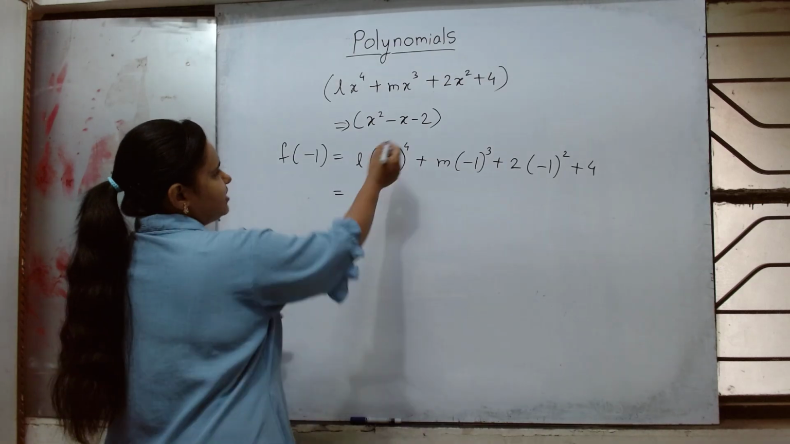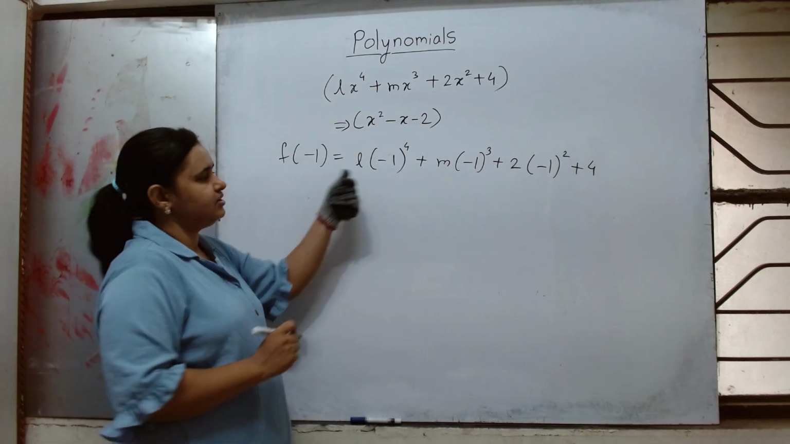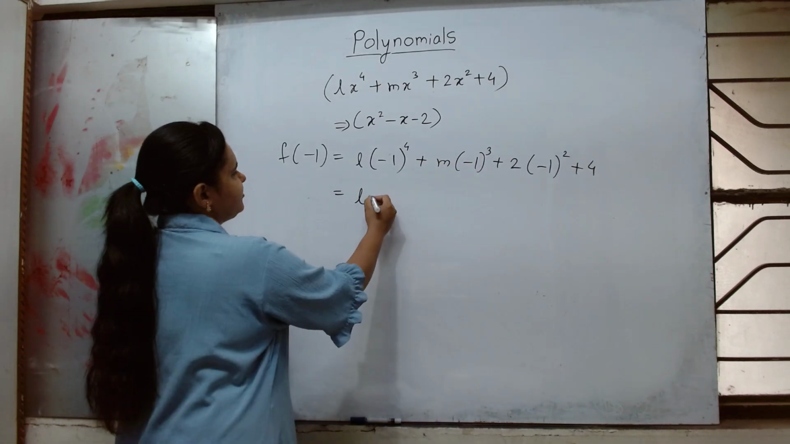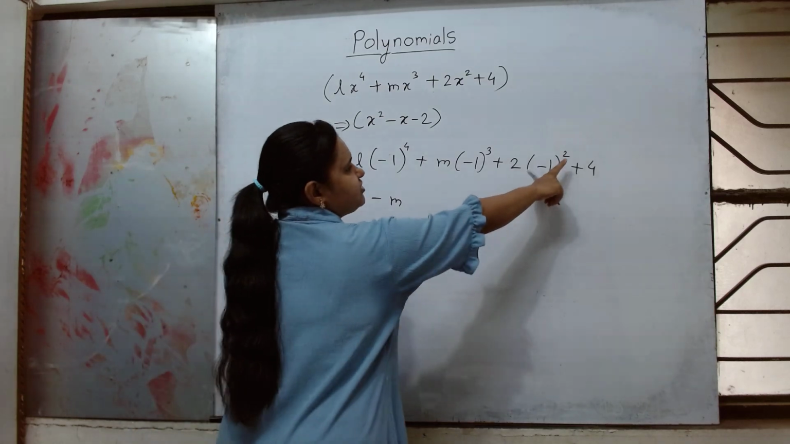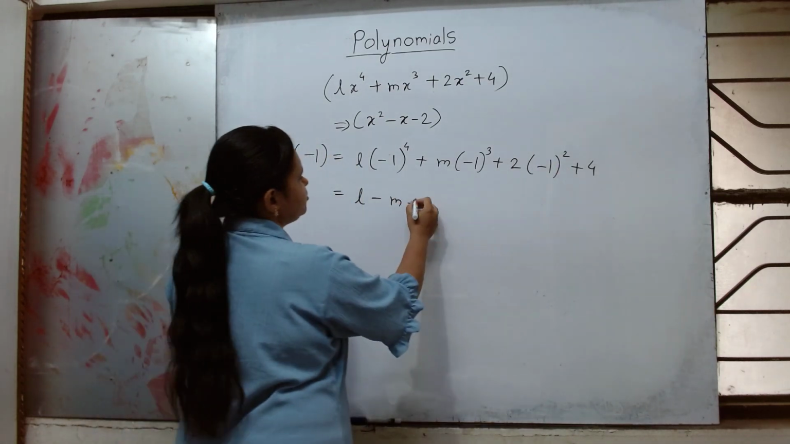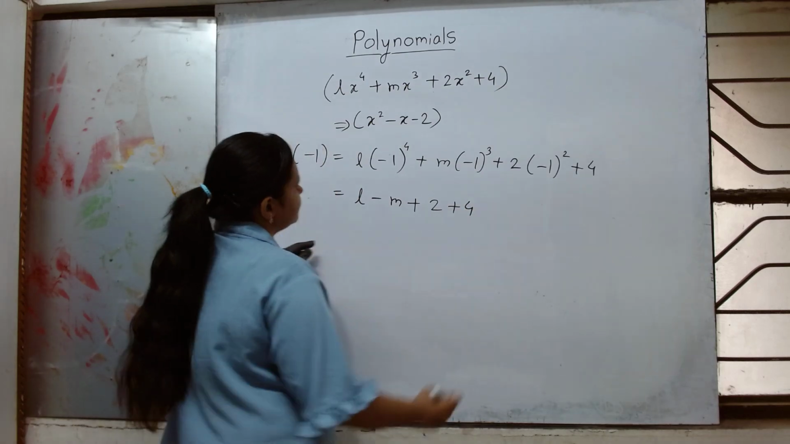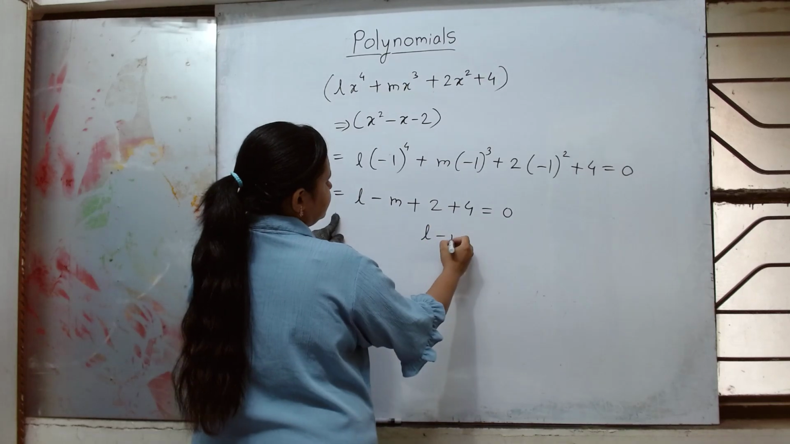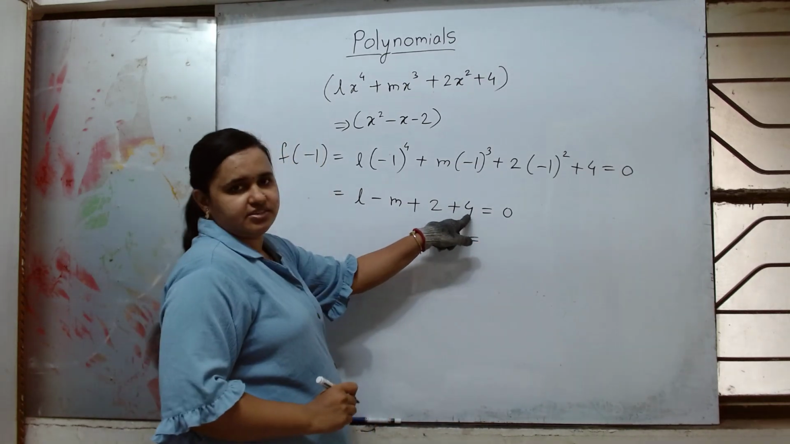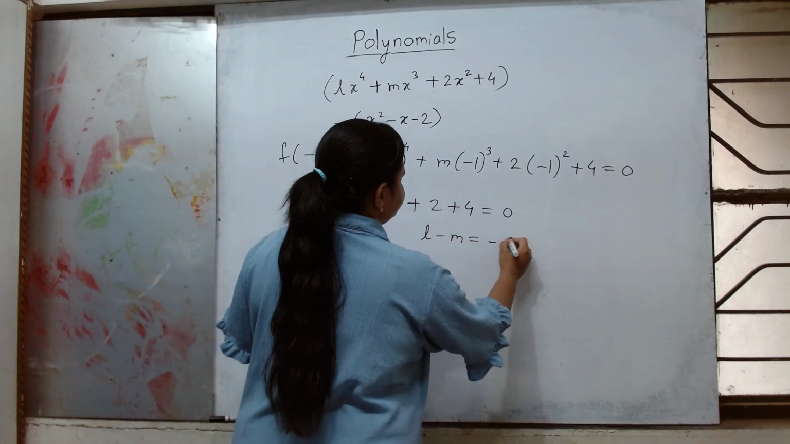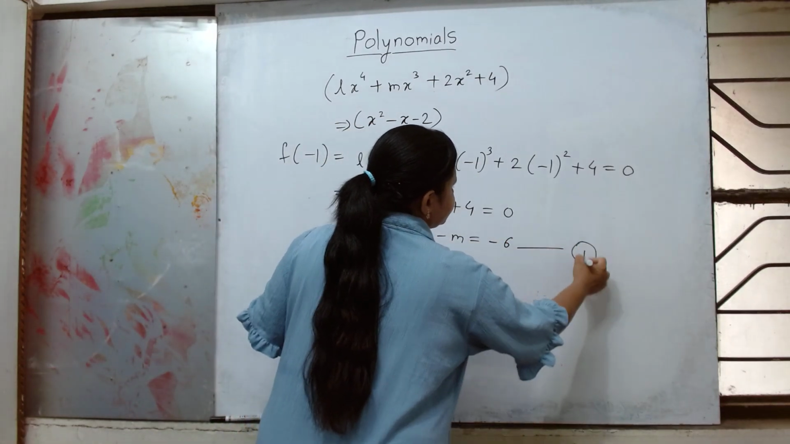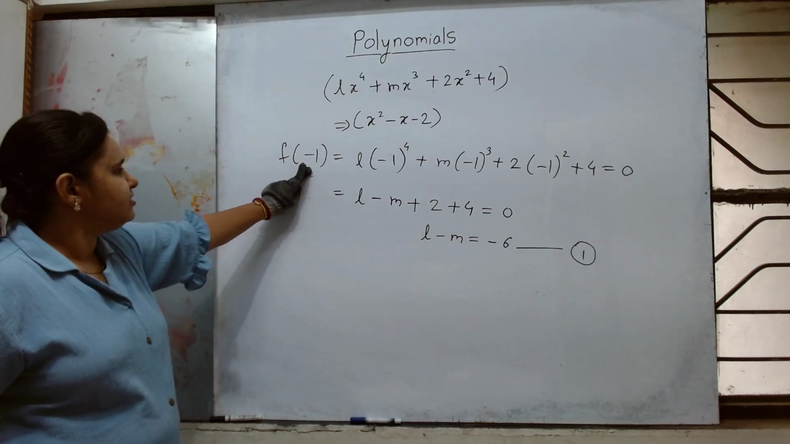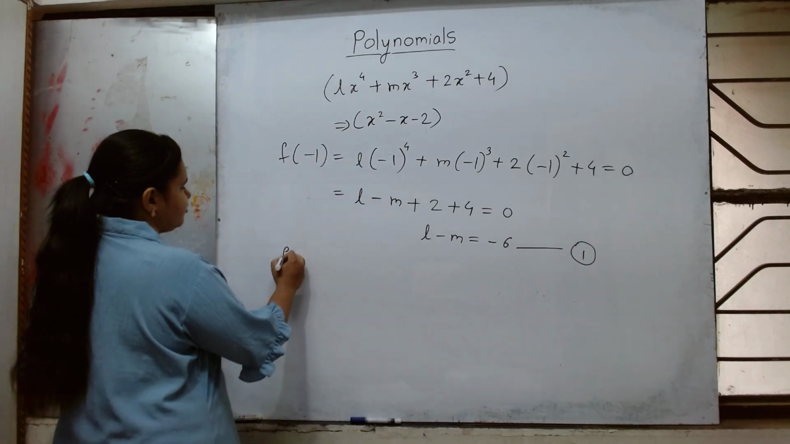It is equal to: minus 1 to the power 4 is 1, so L remains; minus 1 cube is minus 1, so it will be minus m; minus 1 square is 1, 1 multiplied by 2 is 2, plus 4. It is equal to 0. L minus m, we get 2 plus 4 is 6. If we put it on the right side, it will be minus 6. Let us take it as equation 1. Now minus 1 was one factor, another factor was 2, so we will find f of 2.